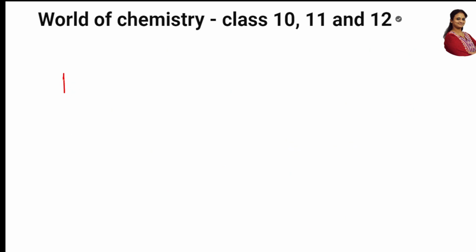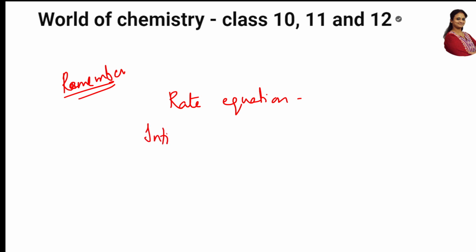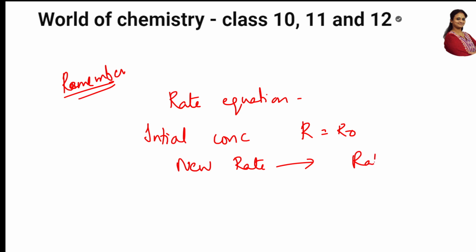So what should you remember, students, before we go to the next sum? You have to remember one thing. Whenever a sum is given, write the rate equation, the rate law. If you write the rate equation, it is easy to substitute. In the earlier case also, I took the initial concentration, R is equal to R naught, then I went to the new rate, applied it in the rate law, and finished it. Okay, chalo.